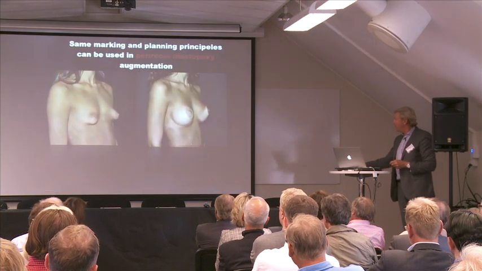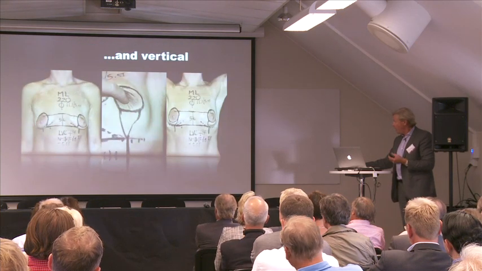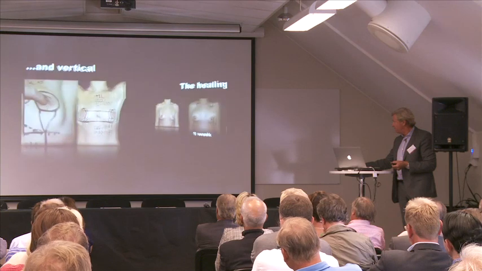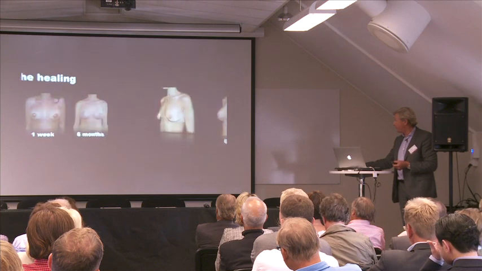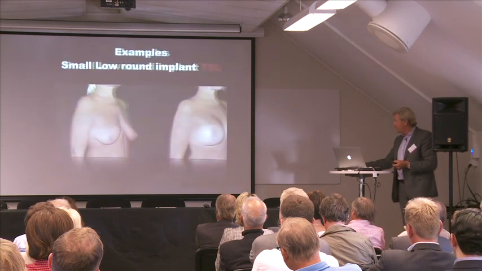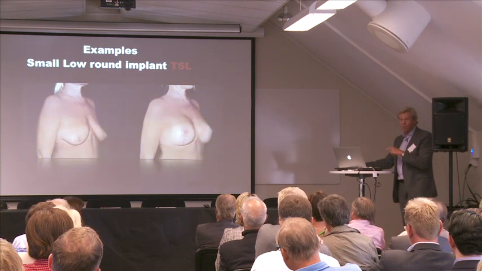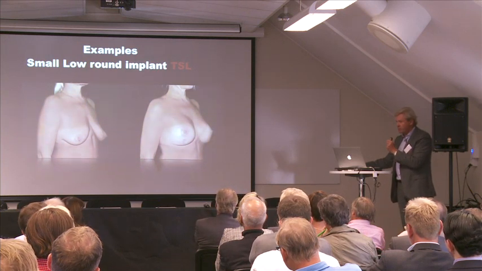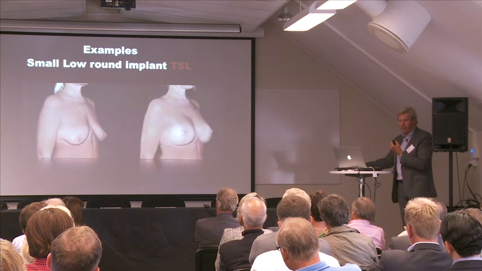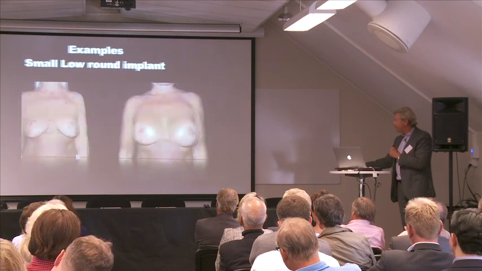Just examples here. Obviously, the same planning and technique can be used in periareolar mastopexy, like this tuberous breast, or the vertical technique, as in this case, and the healing process there, 1 week postoperatively and 6 months postoperatively, vertical technique. Or exemplifying a patient who really doesn't want the big breast, so this is a case where we could use a round device. I use a TSL, a very low projecting implant, just 2 centimeters to produce that long-term upper pole roundness. Small reduction at the same time. So this is a small round implant.